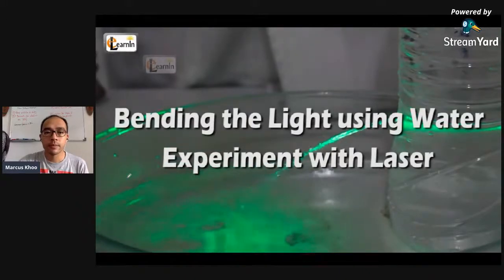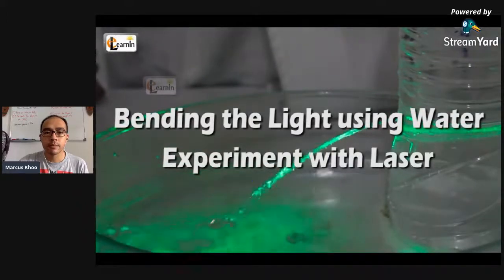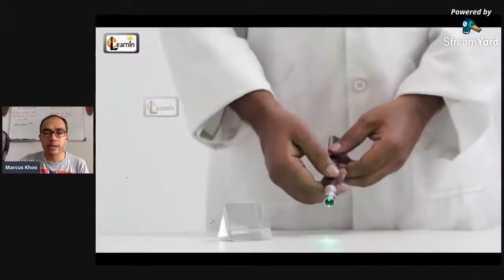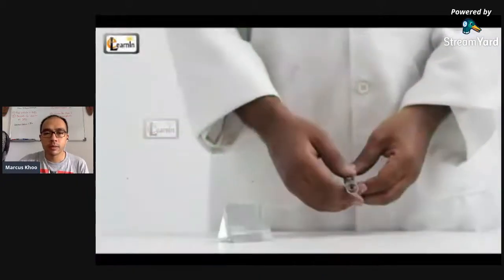Bending the light using water. Cool science experiment with a laser. Can you hear the explanation? We've been taught that light travels in straight lines.